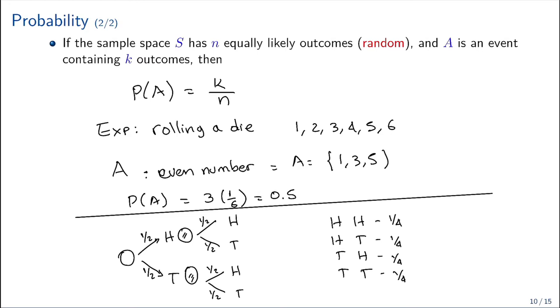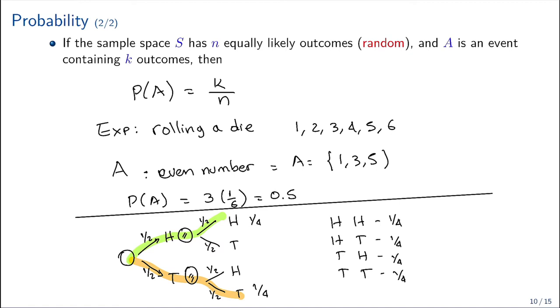Another way of seeing this result is that we move along one of the branches and we multiply the probabilities. We have 1/2 multiplied by 1/2, so that is equal to 1/4. And if we keep moving along any of the branches, we obtain the same result. For example, the last one, 1/2 multiplied by 1/2 is equal to 1/4.